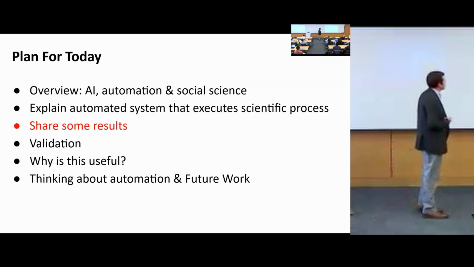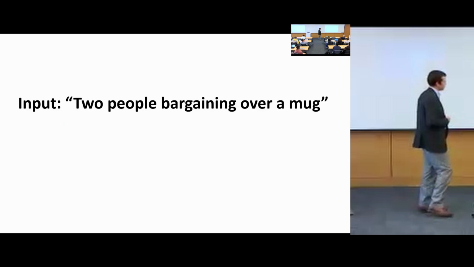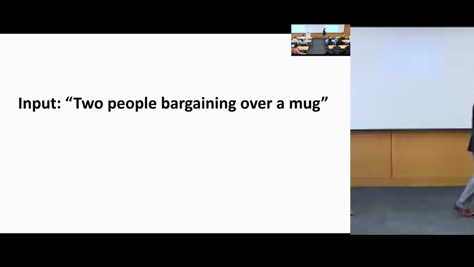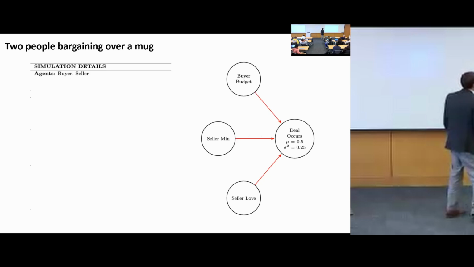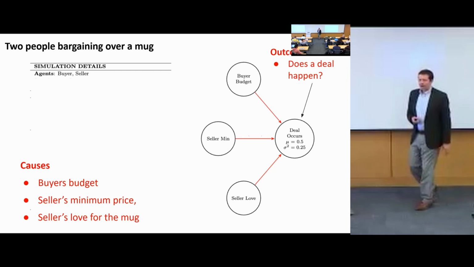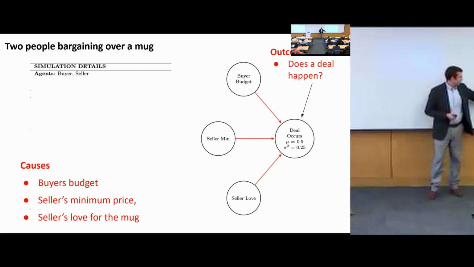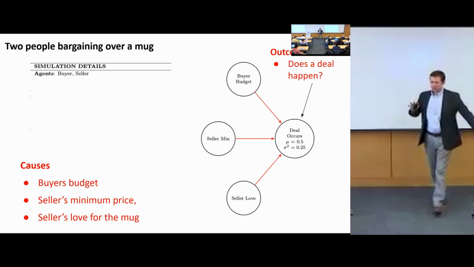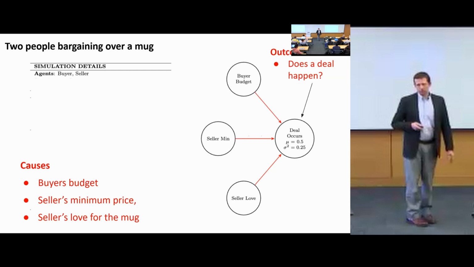Okay, so let me just show what happens. Let me specifically do the two people bargaining over a mug. The outcome was, does a deal happen? And the proposed causes were the buyer's budget, the seller's minimum price, and the seller's love for the mug. I don't like the model that it came up with, because this seemed like it should be incorporated into this, but we kind of wanted to let it be a bad simplifying place.